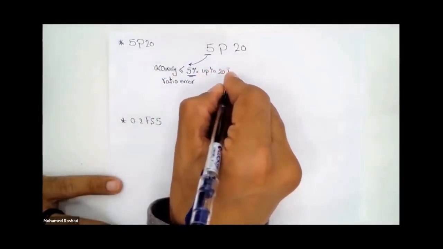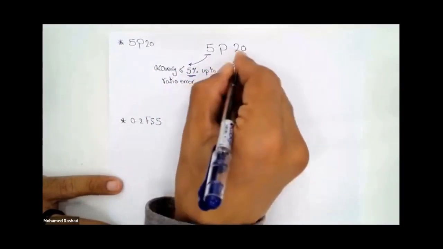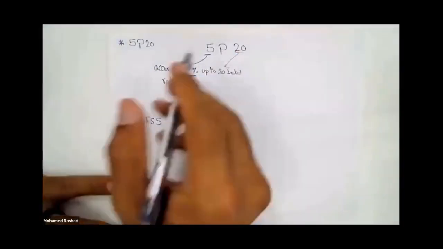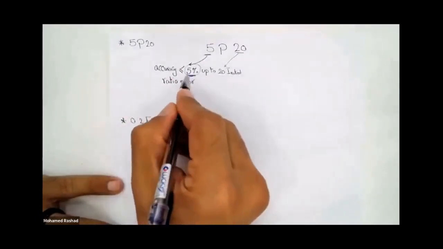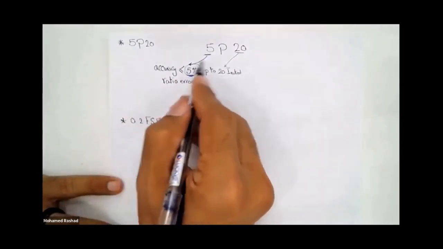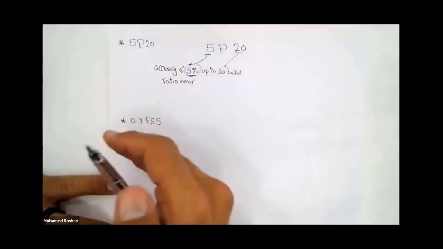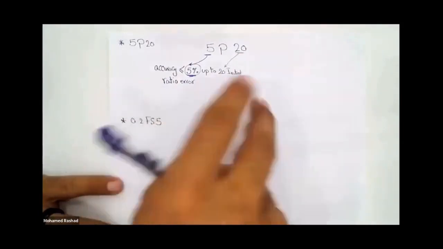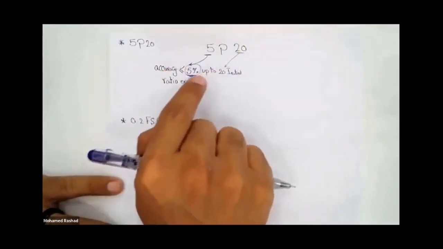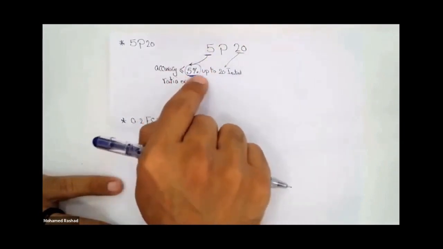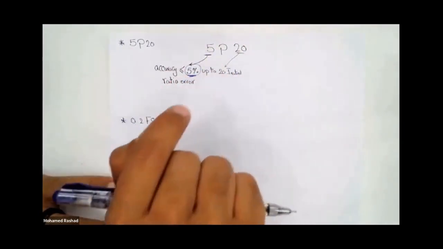Where does this 20 come from? This means your accuracy or ratio error will not exceed 5% as long as the current is up to, meaning as long as the primary current increases, it transforms into the secondary, and the ratio error will never exceed 5% as long as you are less than 20 times the rated current.